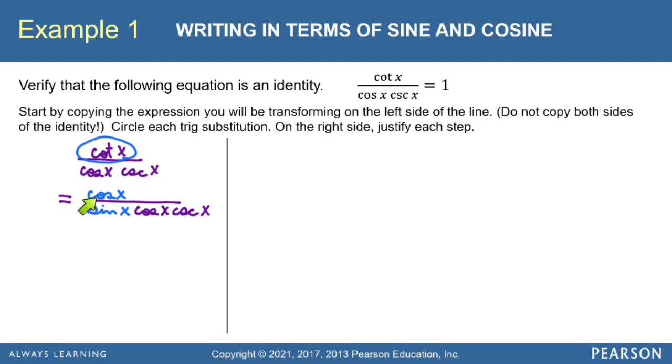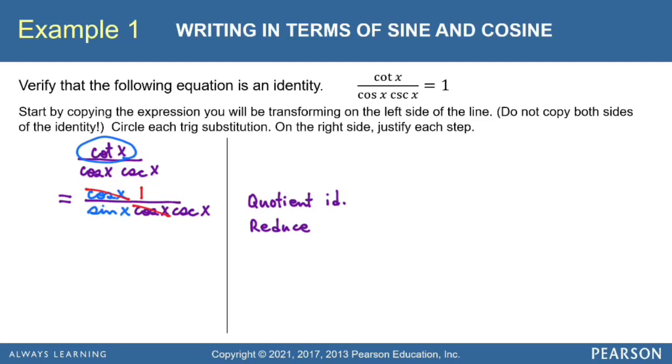Now what kind of identity did we use to change cotangent of x into cosine of x over sine of x? We used a quotient identity. So that's what you want to write over here on the right side. Now what's the next thing we could do here to simplify this expression? Well, you may notice that we have cosine of x in the top and in the bottom. So those will divide out, and since the entire top is now divided out, that leaves a 1 there. And over here on the right side, I'll write reduce because that's what we did.